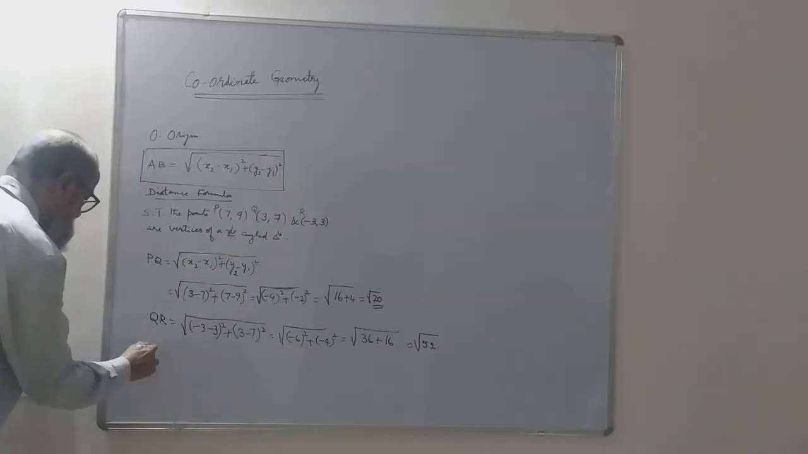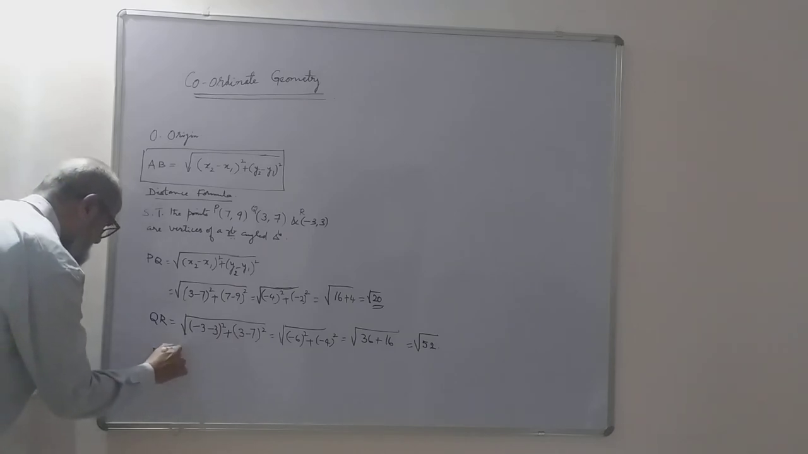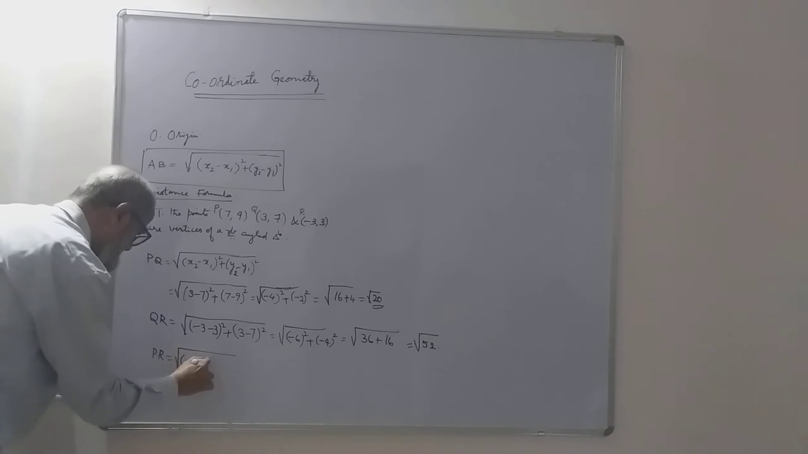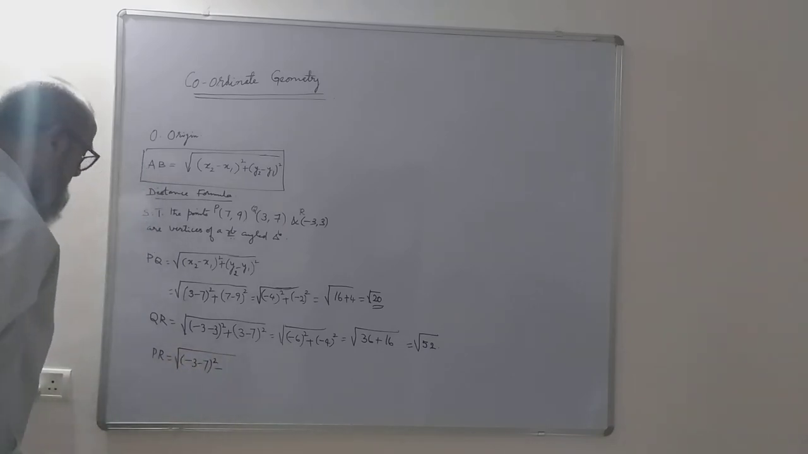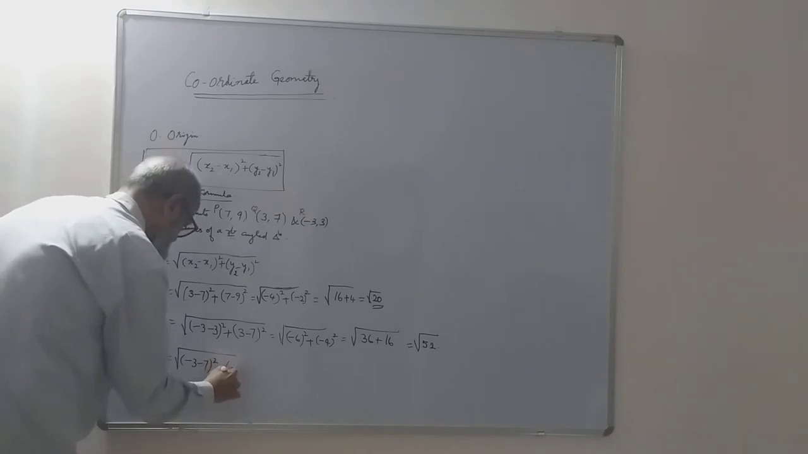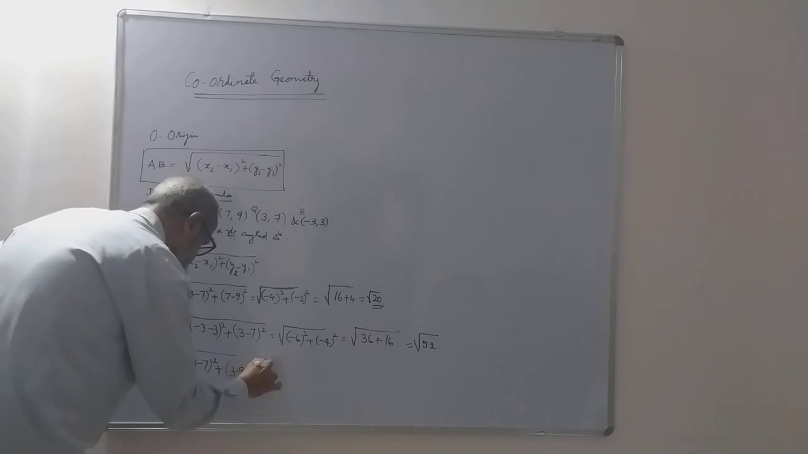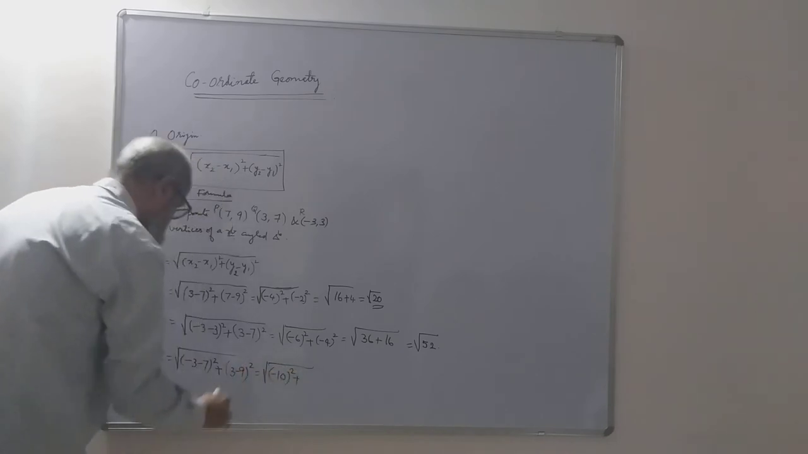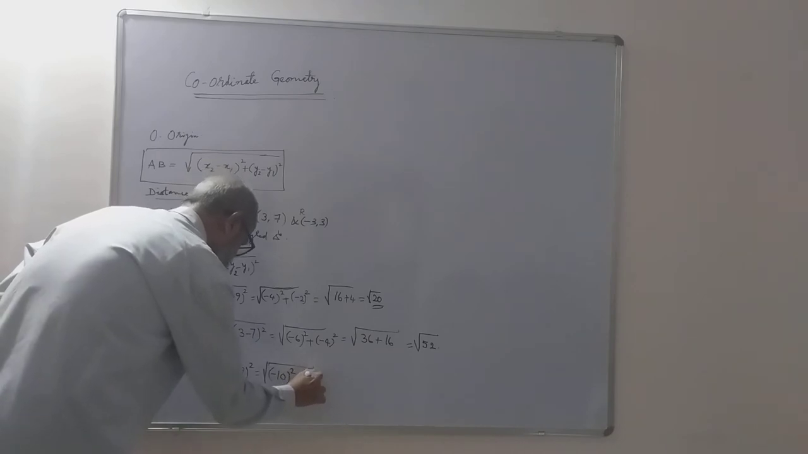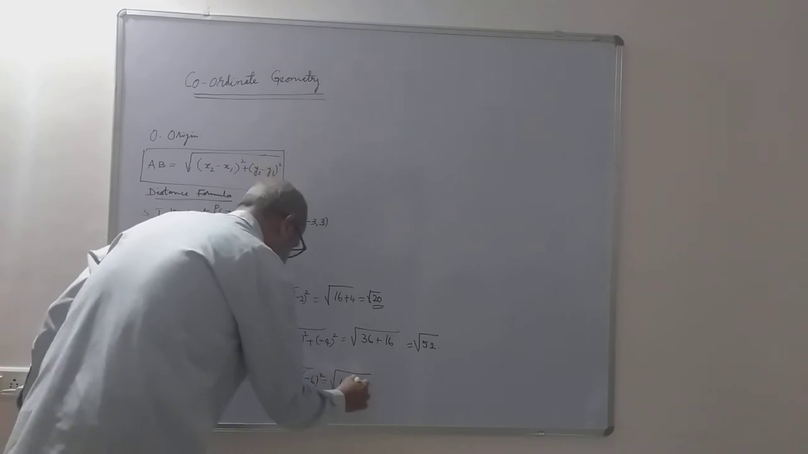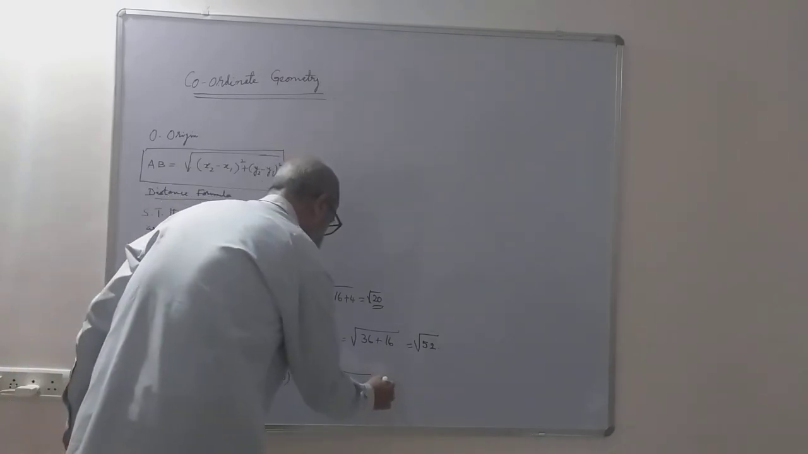Root 52. Next, RP or PR. Again, the formula is same. I'll take like this. PR. Minus 3, minus 7, the whole square, plus 3, minus 9, the whole square. This will be equal to minus 10 square plus 3 minus 9 is minus 6, minus 6 the whole square. That is equal to 100 plus 6 square is 36. Now that will be 136.